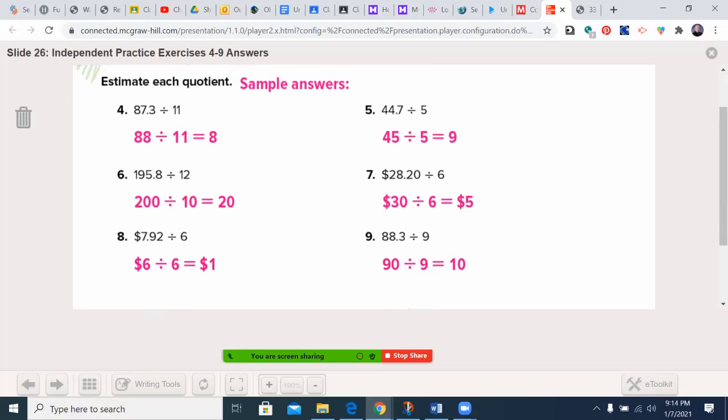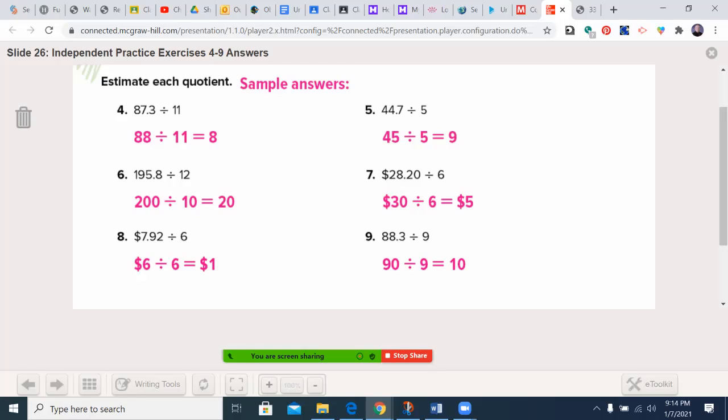Number 6, 195.8 divided by 12. I'm going to change that 12 to a 10 because it's so much easier to divide by a power of 10. And 10 goes evenly into 200. So that's why I changed it. It's a little easier than 190. If this had been a little smaller, like 193.8, maybe you'd go 190 divided by 10.